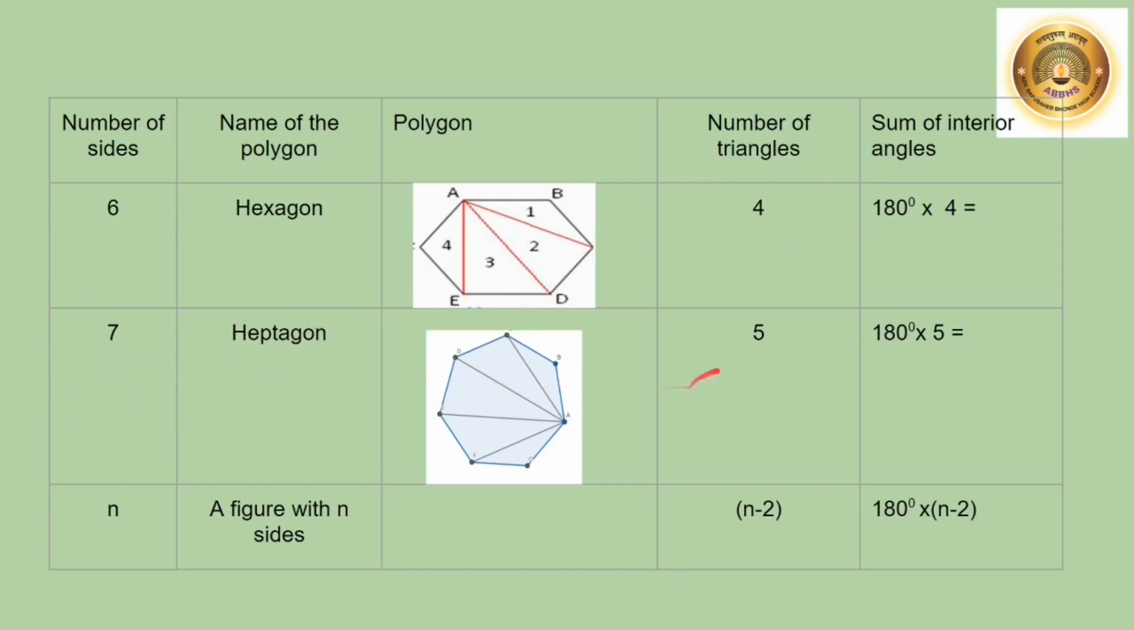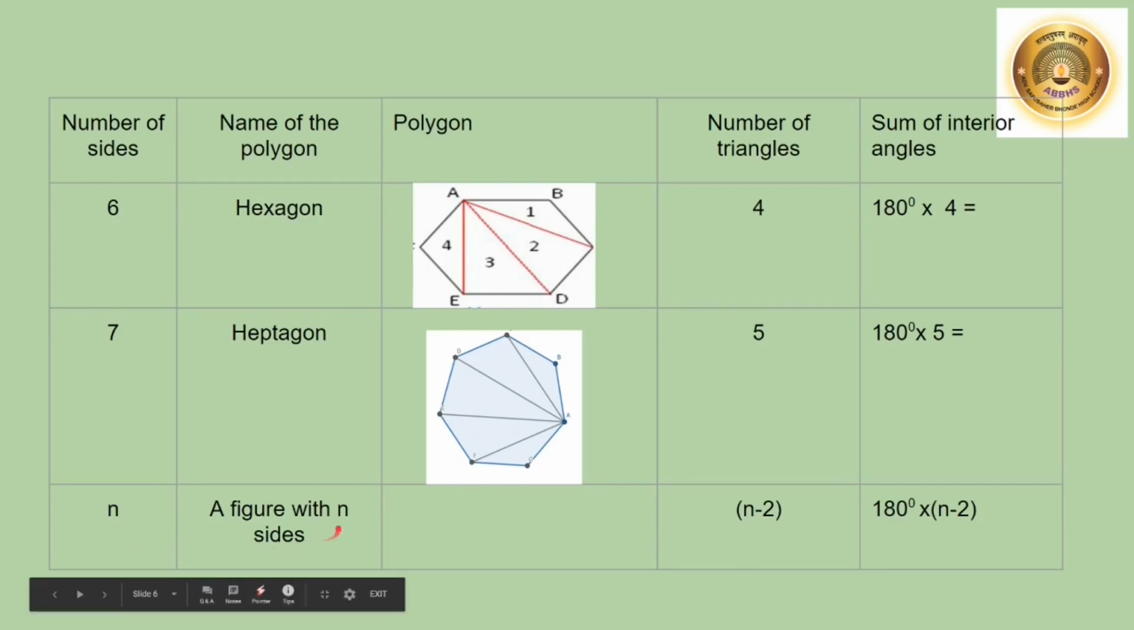Now comes the 7-sided figure. So how many triangles can you create? Yes, 7 minus 2, so 5 triangles. So the sum of the angles will be 180 into 5. If the figure has 8 sides, how many triangles can you make? Yes, 8 minus 2, which is 6. So the sum of the interior angles will be 180 multiplied by 6.